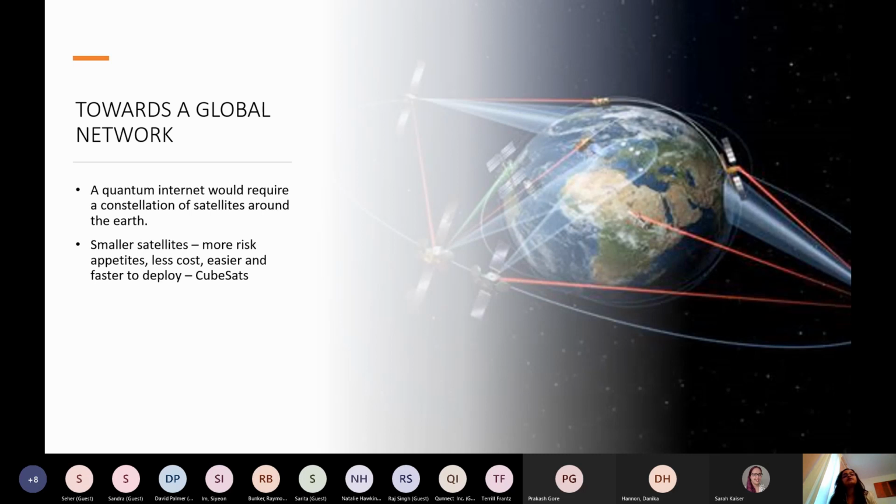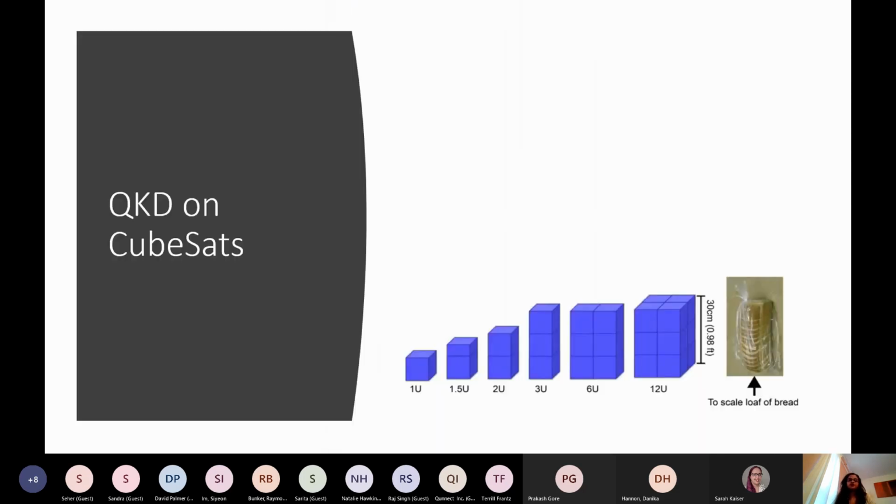They would require quite a lot of customized optics, they also have a higher risk, because if one of them fails, then you are actually losing quite a lot of money, and then you wouldn't be able to deploy another satellite in its place as fast as you would be able to do when you have small satellites, right? So smaller satellites have more risk appetite, they have less cost, they are easier and faster to deploy, and so we come to CubeSats.